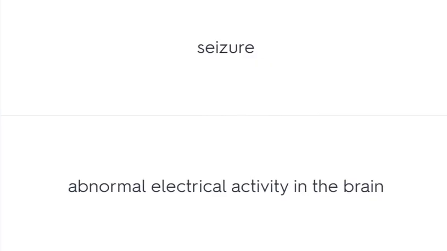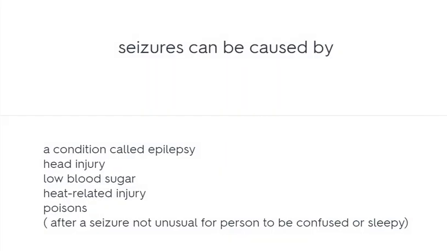Seizure: abnormal electrical activity in the brain. Seizures can be caused by a condition called epilepsy, head injury, low blood sugar, heat-related injury, or poisons.